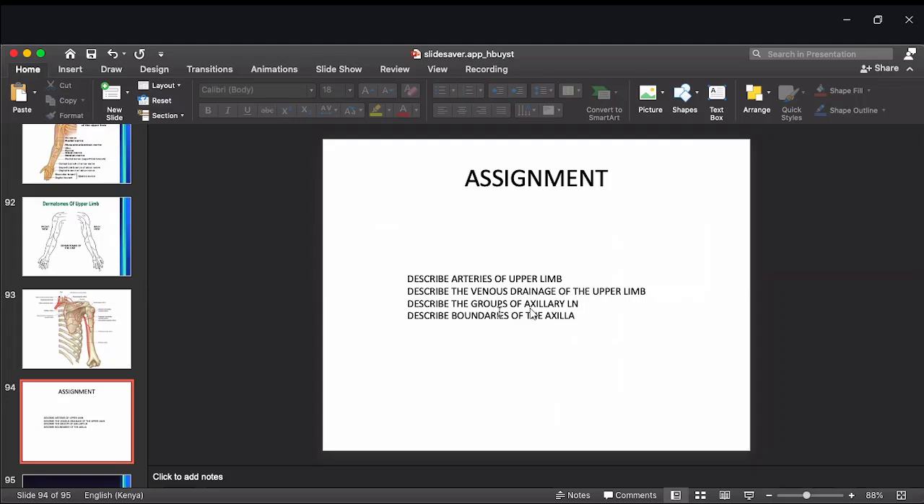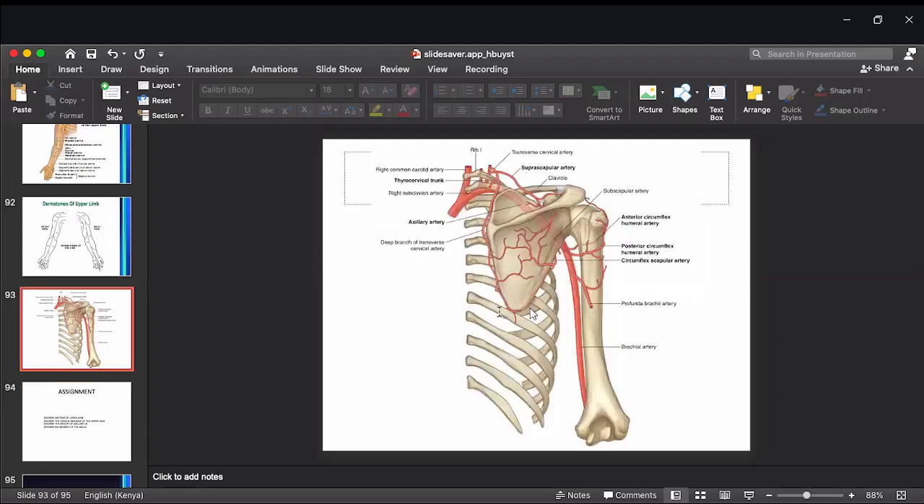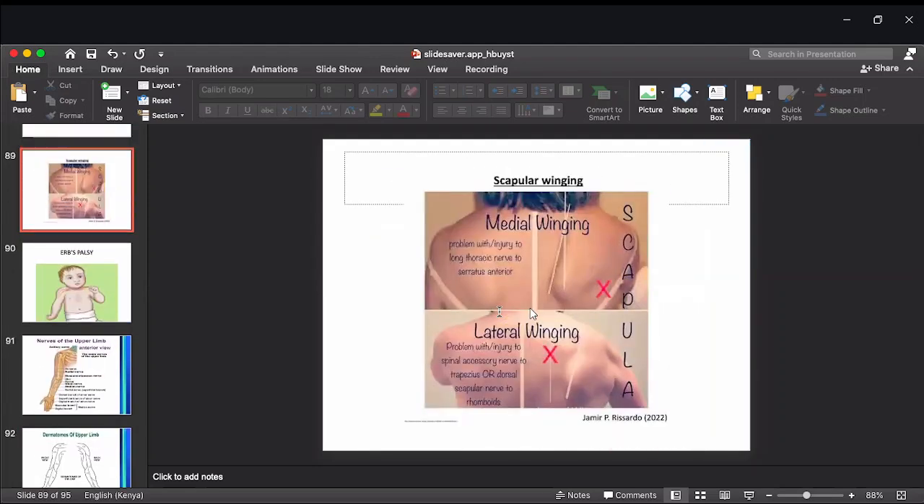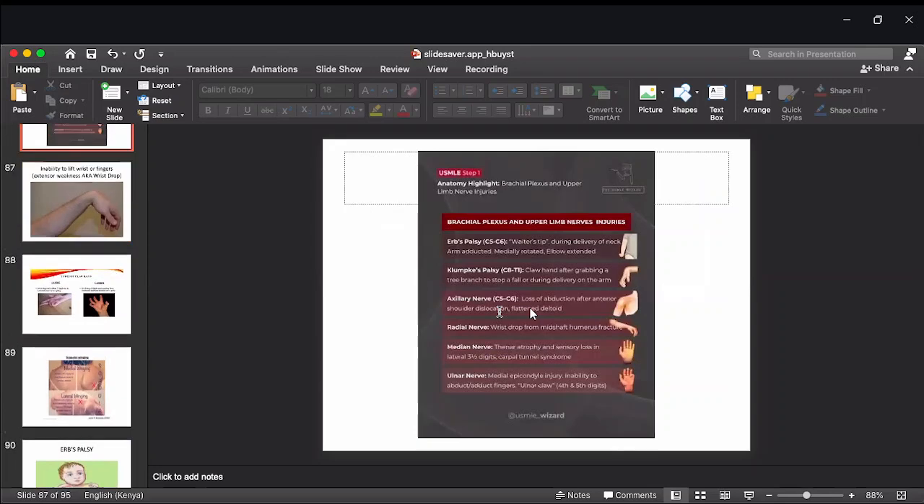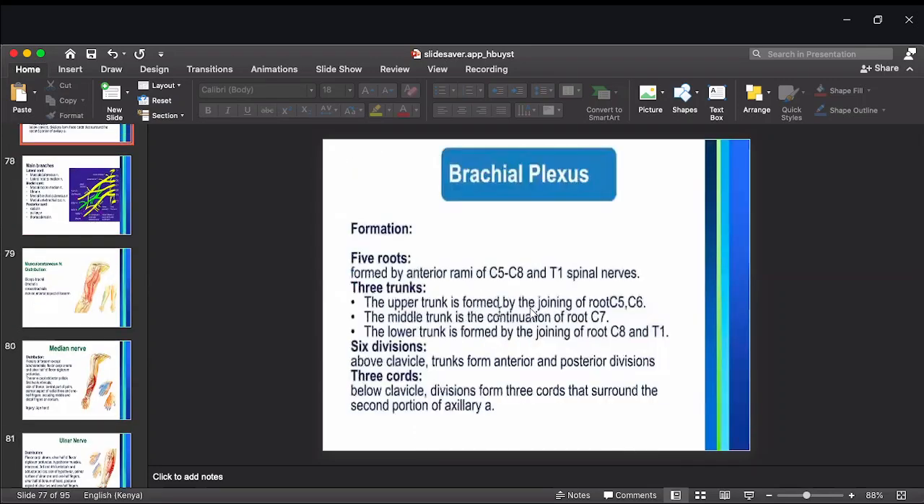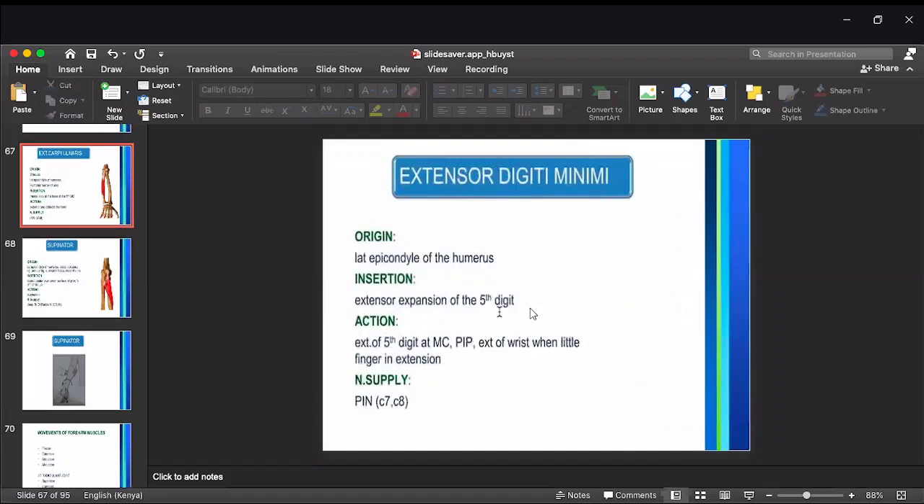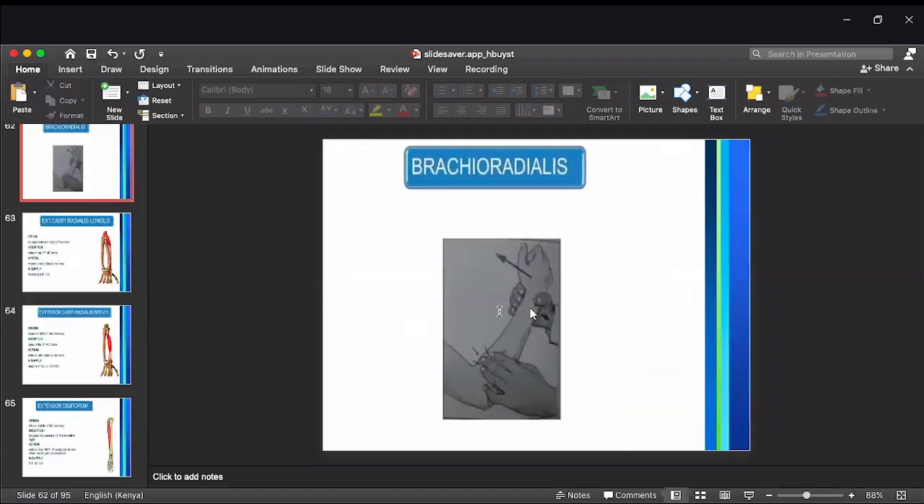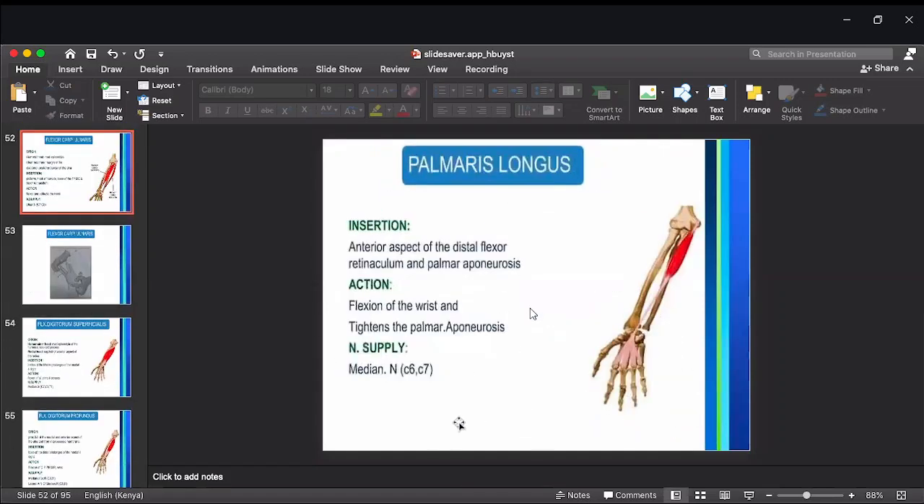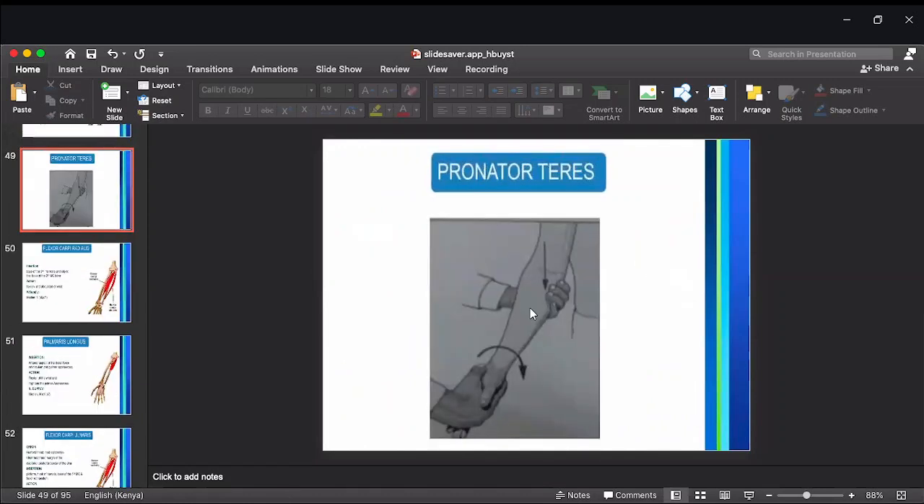This anatomy can be very wide. If we really insisted on knowing every bit, you may never finish. But we just give you the must-know aspect of anatomy. Anatomy that will help you survive out there and become a good practitioner. So that is it for the day.